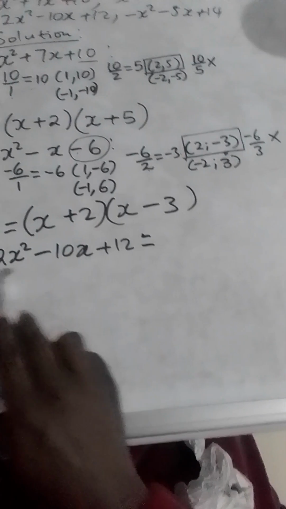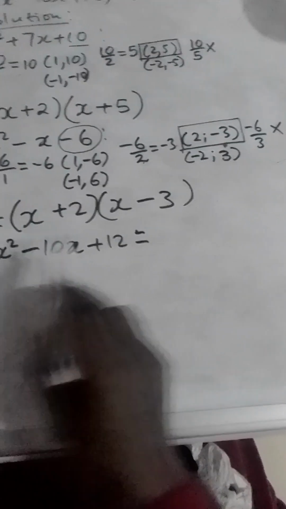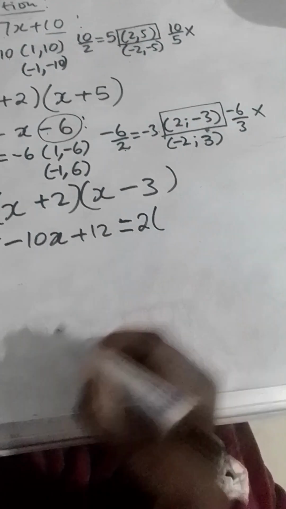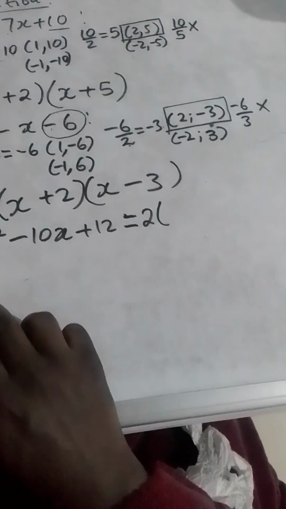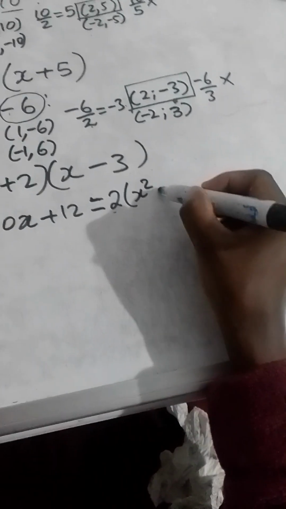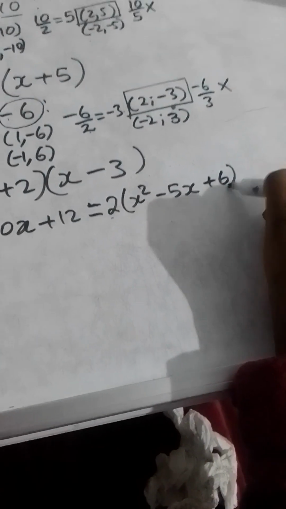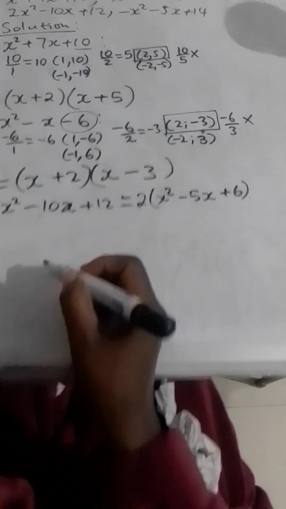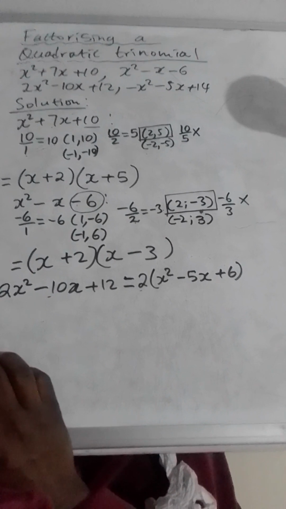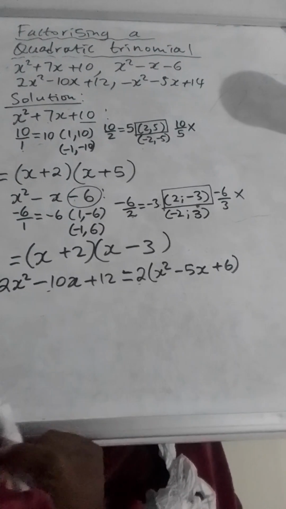The coefficient of the highest power of x here is not 1. So we're going to have to take out the 2 as a common factor. If you take out the 2, you will have to write the 2 outside and you divide each term by 2. Dividing this by 2, we get x squared. Dividing this by 2, we get minus 5x. Dividing the 12 by 2, we get plus 6. And so we have taken out the 2 as a highest common factor.